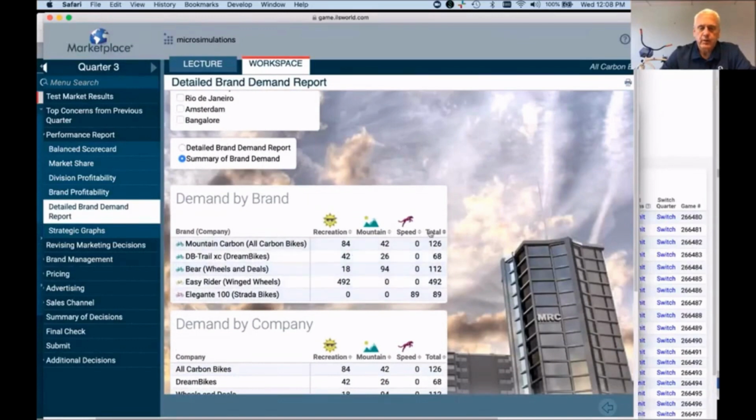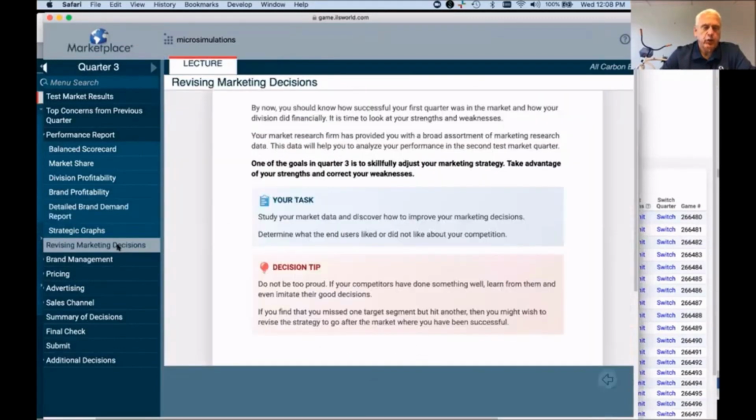So I'm interested in seeing how it ranks. And the Easy Rider has got a lot more demand. Of course, they're in the recreation segment. And I'm actually in second in total. In the mountain segment, I'm third. I'm going to skip strategic graphs for the moment. And what I need to do is revise my decisions.